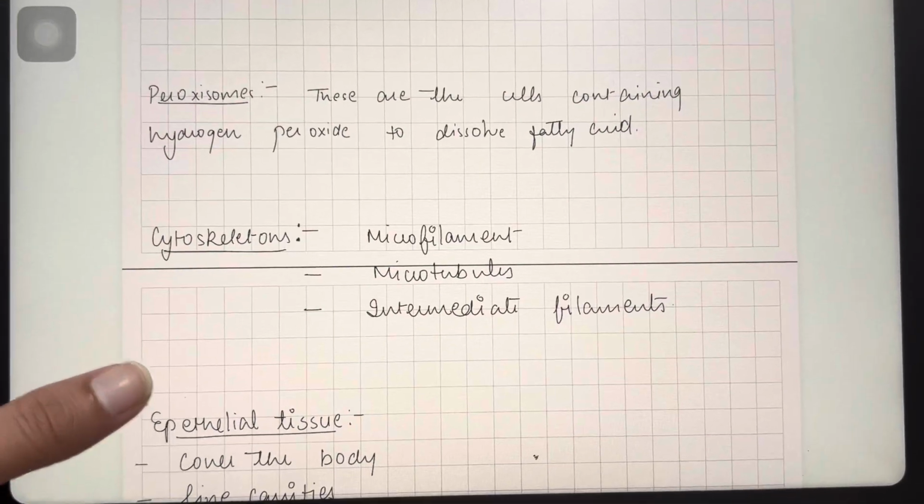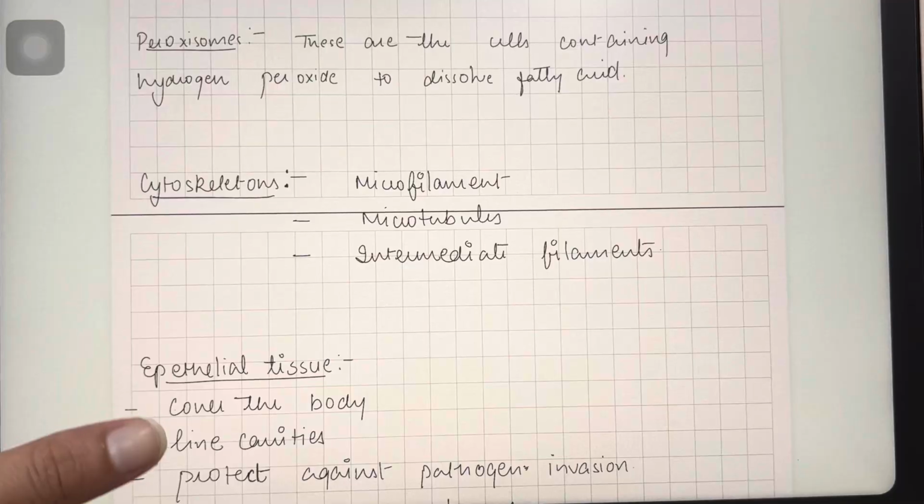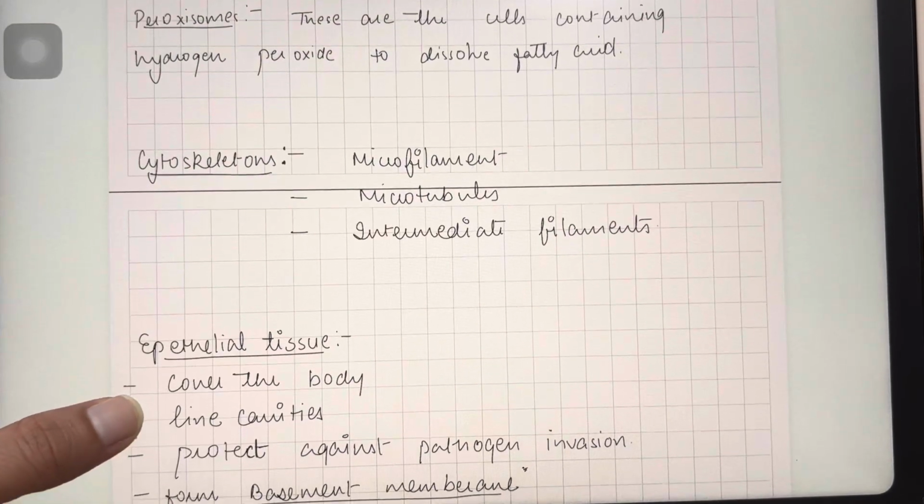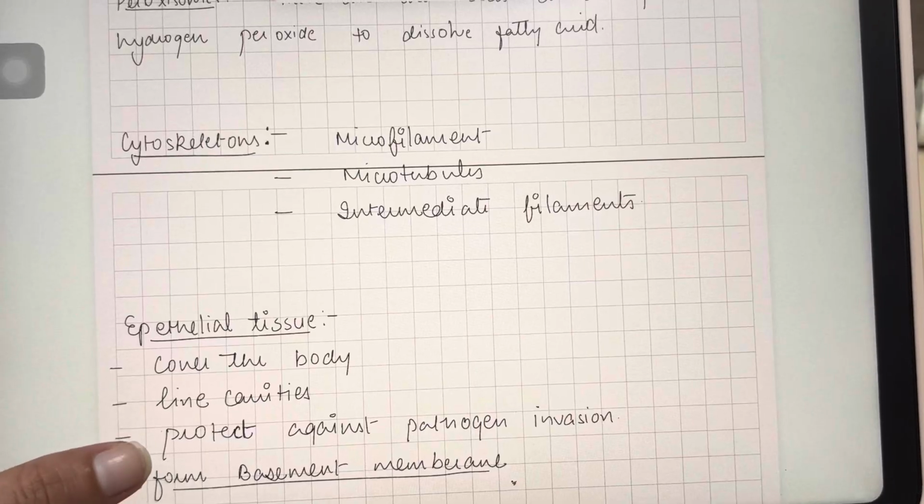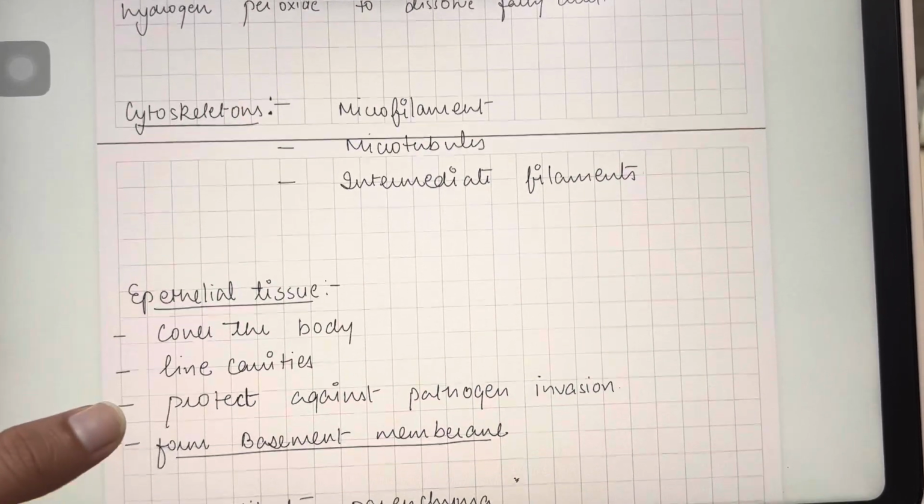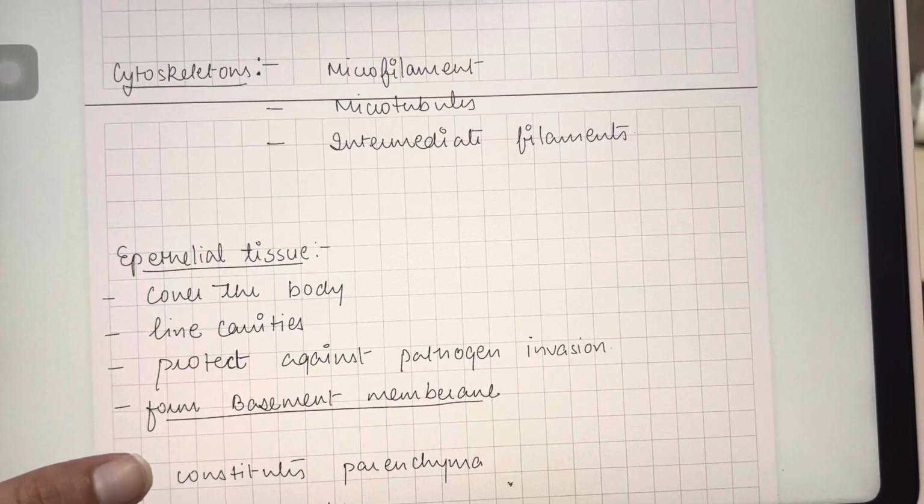Then come the peroxisomes. These are organelles containing hydrogen peroxide. This hydrogen peroxide is used for dissolving fatty acids. Now comes the cytoskeleton. These are the microfilaments, microtubules and intermediate filaments.